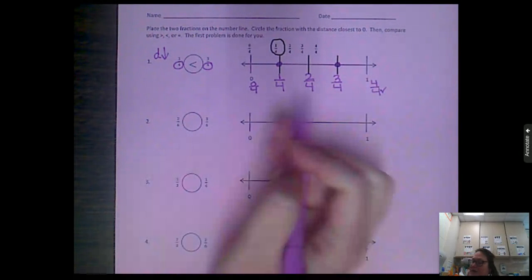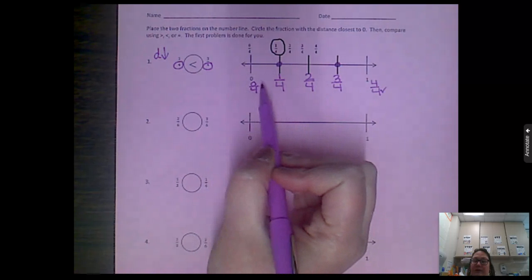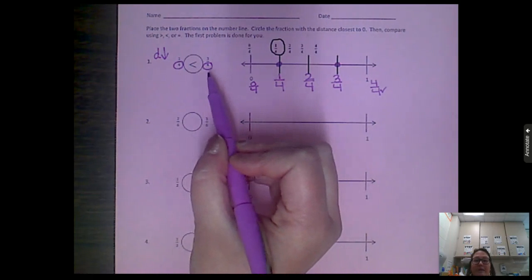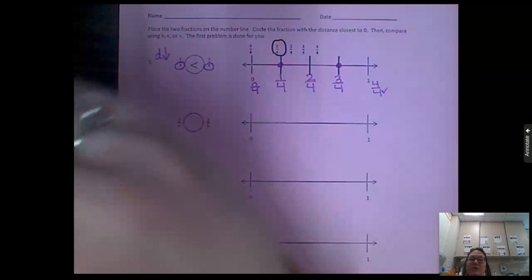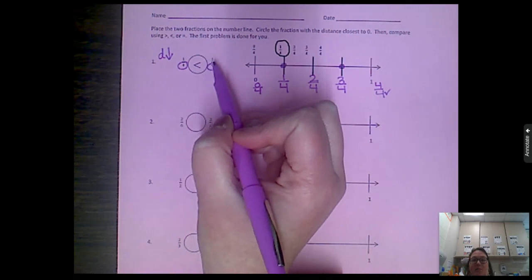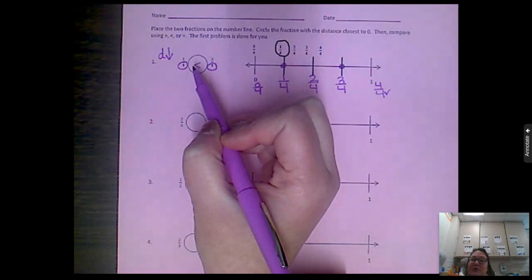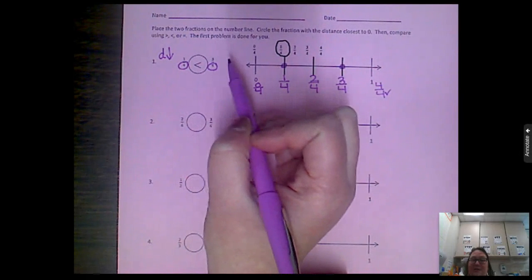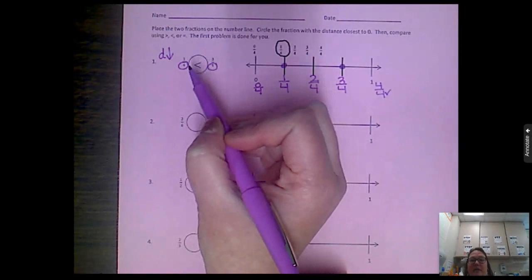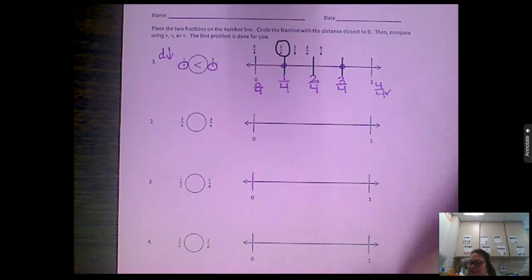Which fraction is closest to 0, 1/4 or 3/4? 1/4, right? So that means that 1/4 is less than 3/4. If we think of our little alligator, the mouth is open towards the bigger fraction. It's open towards the 3/4 because it wants to eat the bigger piece. If you want to eat a candy bar, do you want the smaller piece or do you want your mouth open to gobble up the bigger piece? You want to eat that bigger piece, right? So the mouth is open towards the bigger piece and the small point is pointing towards the smaller piece. 1/4 is less than 3/4.